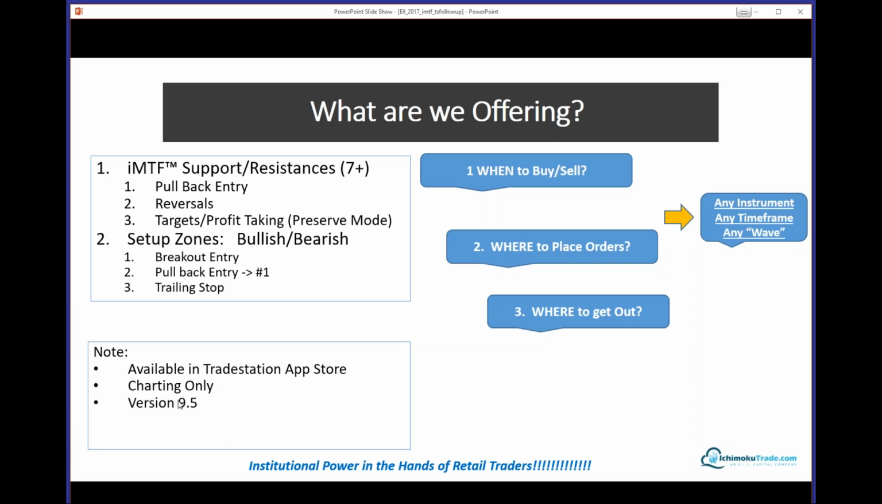It's available for version 9.5 and above. Unfortunately, it's not for 9.1 at all, and the reason why is we needed the latest technology in the Tradestation development environment in order to do the multiple time frame analysis. Therefore, you have to be at 9.5 or above. In the future, if we do get the 9.1 working with the technology they had at the 9.1 level, then we will make that available too. But right now, it's available for 9.5 and above.